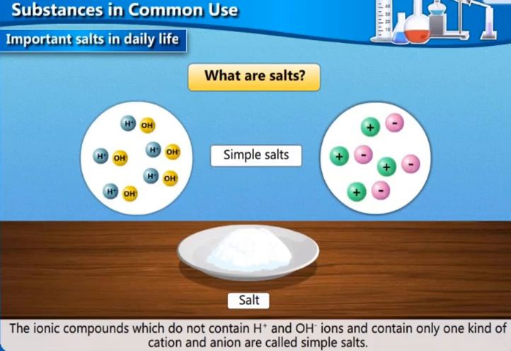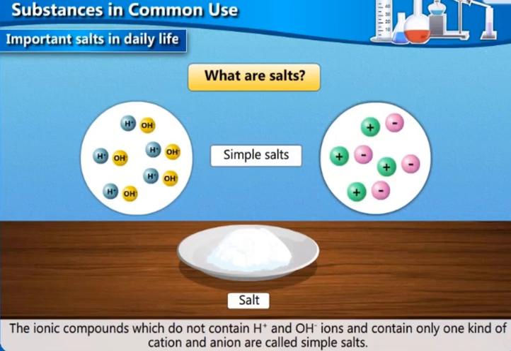This is simply because the compounds which contain H plus ion as a cation, or the positive ion, are acids. If you realize, the names of most of the acids begin with H, like HCl. Hydrochloric acid is HCl. Sulfuric acid is H2SO4. Nitric acid is HNO3.